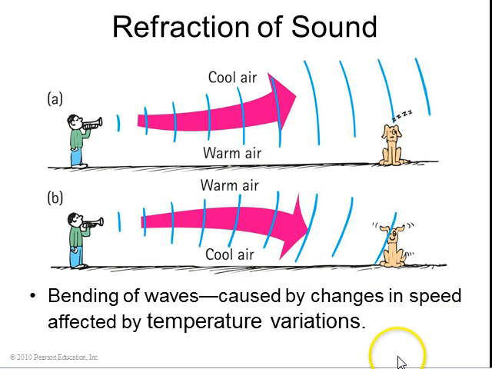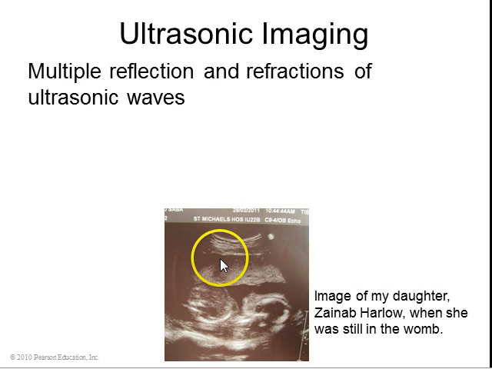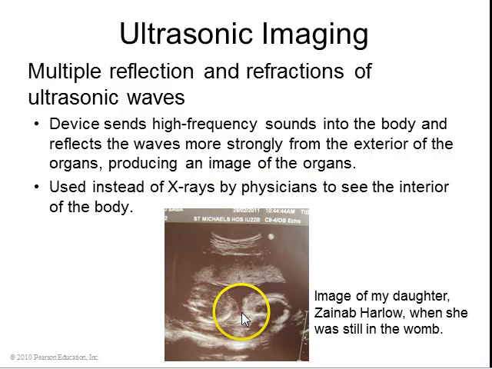And reflections and refractions will happen inside solids and liquids, like inside your body. And so there's something called ultrasonic imaging, which is when a device sends high-frequency sounds into the body and records the reflected waves that are produced from organs and bones and things inside your body. So this is an alternative to using X-rays. You can just send sound waves, and this was sent into my wife in early 2011, and we saw an image of my daughter before she was born.